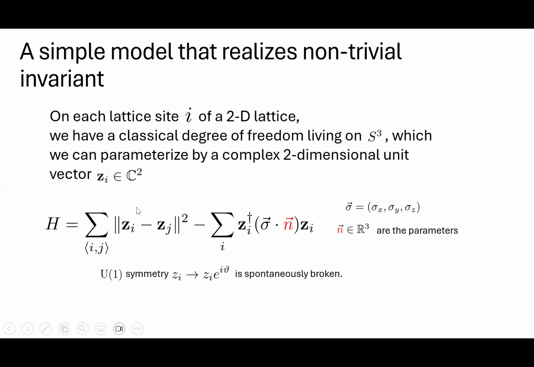So again, the first term just forces all the Z's to be the same in the ground state. And then the second term will actually select out which value of Z is the lowest energy. And this n is a three-dimensional real vector, which is the parameter space. So sigma is just like the regular Pauli matrices. This model always has a U(1) symmetry because you can just rotate the phase of the Z. But in the ground state, it's going to pick out a particular value of Z, so the symmetry gets spontaneously broken.